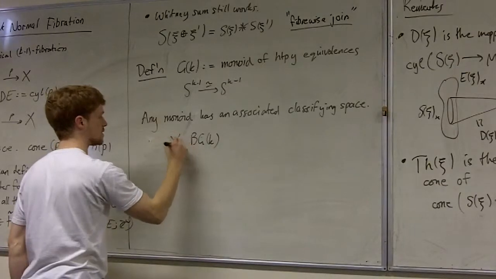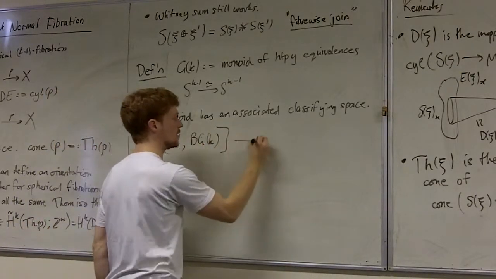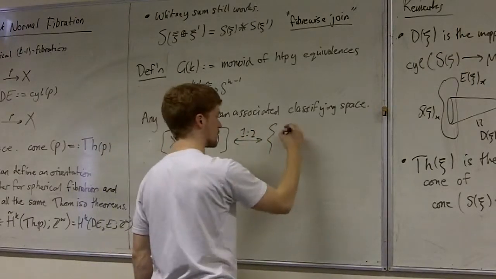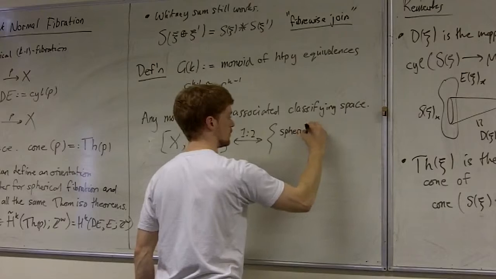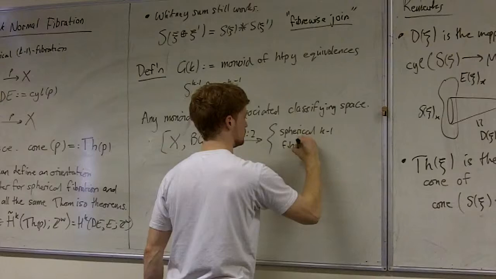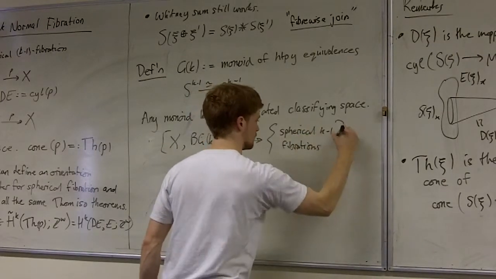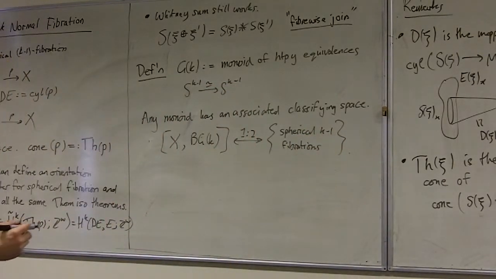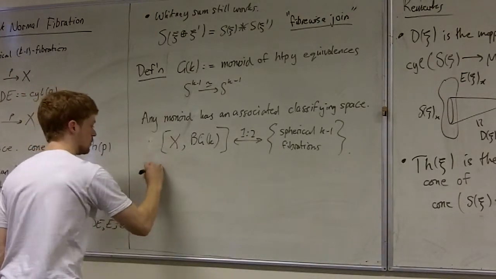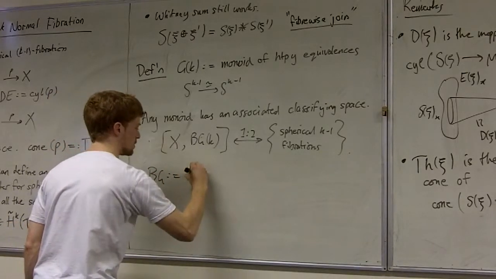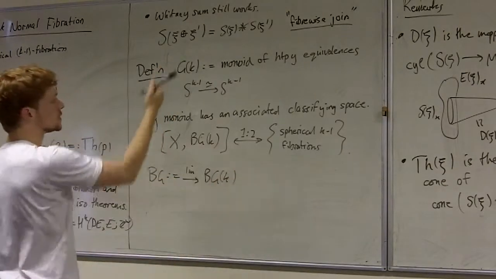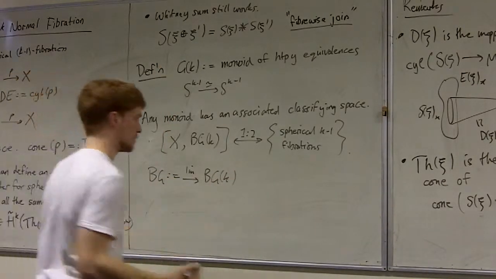And then homotopy classes from X to BGK are now in one-to-one correspondence with spherical K-1 fibrations. And the reason I started talking about Whitney sum is because we want to do the same thing again. We want to find a universal classifying space. So BG is defined to be the limit of BGK by fiber-wise joining with a trivial sphere bundle.